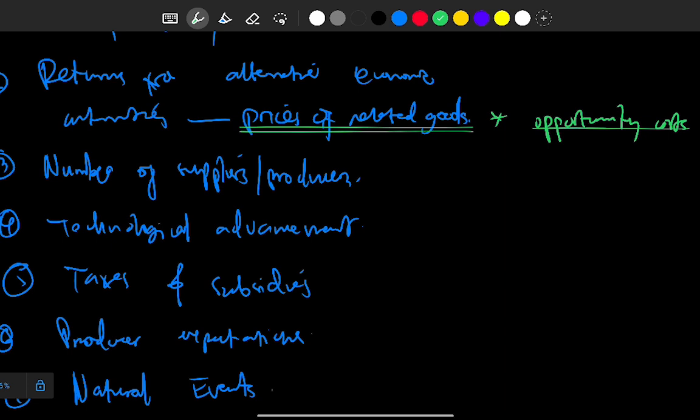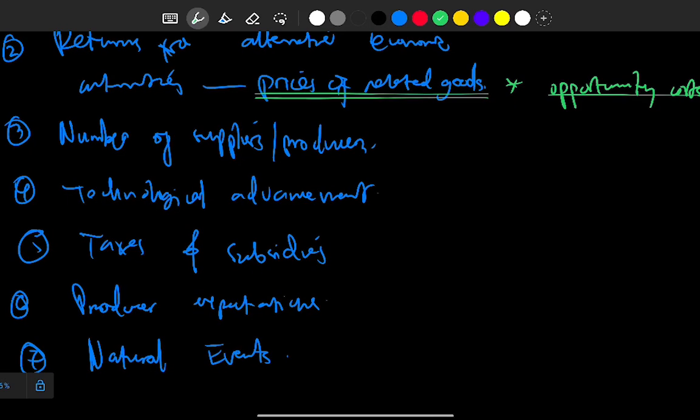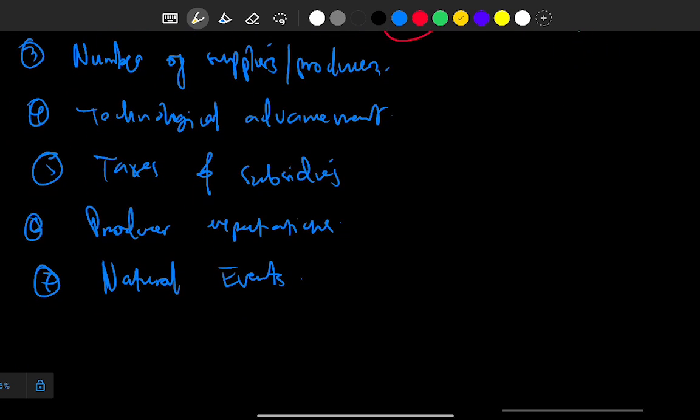To summarize, if the returns from an alternative economic activity increase, producers will be willing to direct their resources to produce these alternative goods and services. This will lead to a decrease in the supply of the main goods, the ones we were producing originally, and this will shift the supply curve to the left. So that's about returns from alternative activities, or changes in the prices of related goods and services. Notice that we are not talking about a change in the price of the good itself, but the related goods that are changing in price.